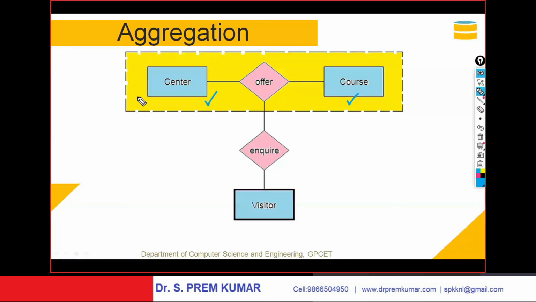Now what I did is the coaching centers are offering courses. These are being placed in the dotted lines, that is called aggregation. And now the visitor or the student who comes inquires about this dotted line. This dotted line is nothing but he is inquiring about the center as well as courses. This is called aggregation. The aggregation, we always put it in the dotted lines.